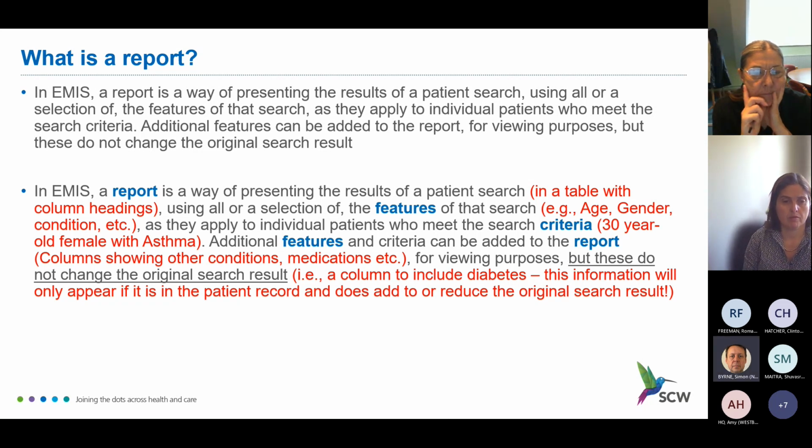using the colors. So the report, for example, very often looks like a table, and it has column headings. And you will see headings for things like, if you've included it in the search, the age, the gender, the condition.